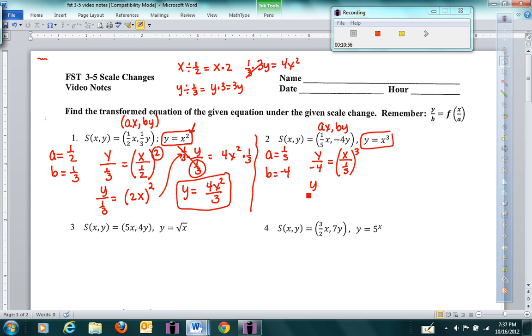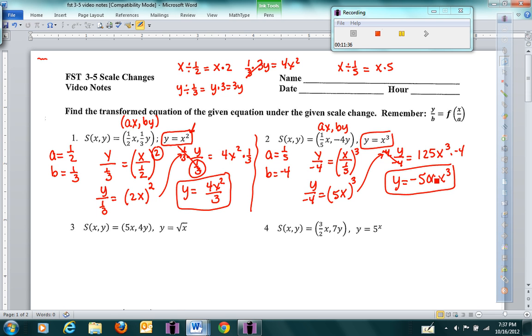All right, so we're going to leave the left-hand side alone for now. What's x divided by 1/5? X divided by 1/5 is the same as x times 5. That's going to give you 5x, but we still have to cube it, don't we? Okay, so if I do that, I'm going to wind up with y divided by -4 equals 125x cubed. Now, to get rid of that -4 in the denominator, I'm going to multiply both sides by that. I'm going to come up with y is equal to -500 x to the third. So that's my transformed equation.